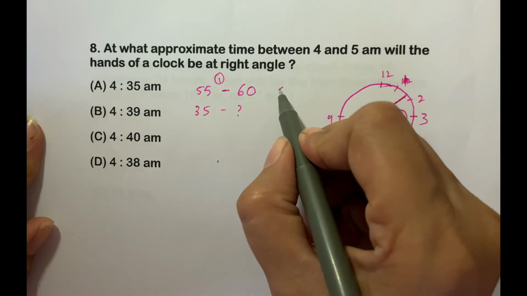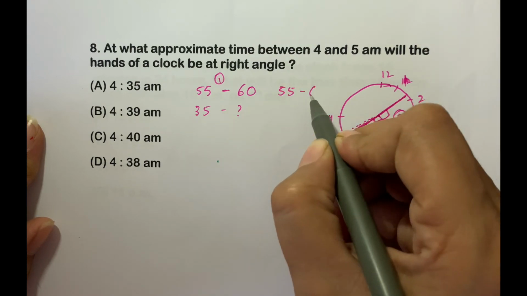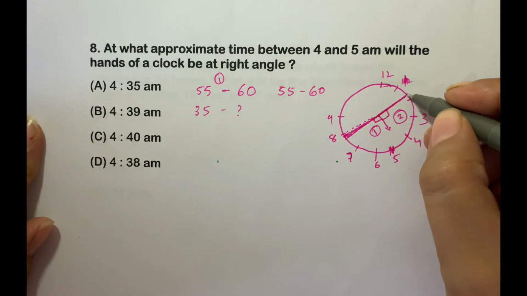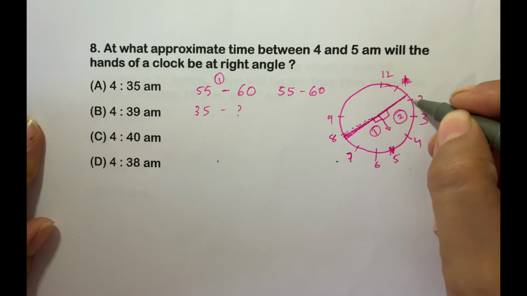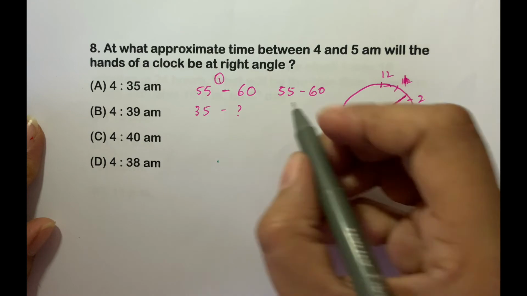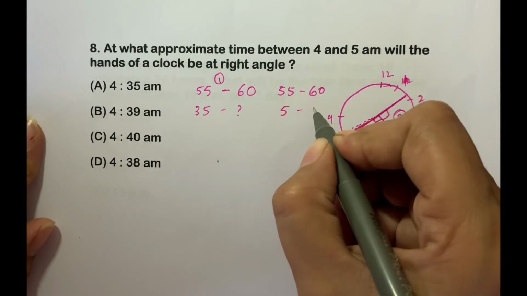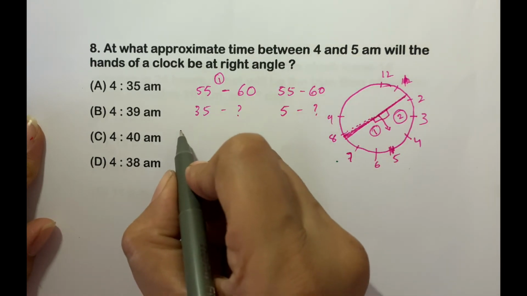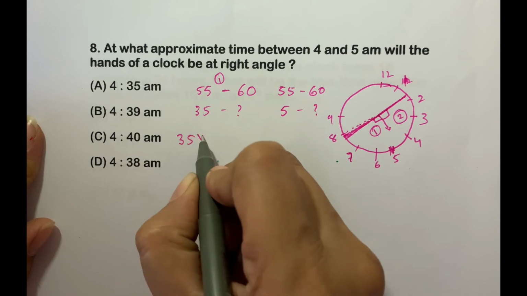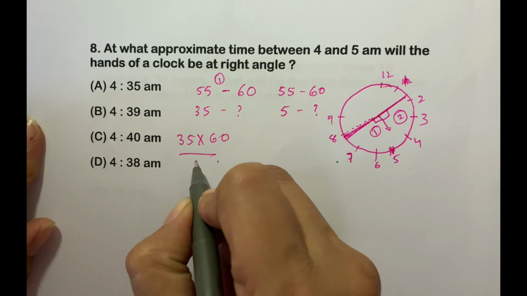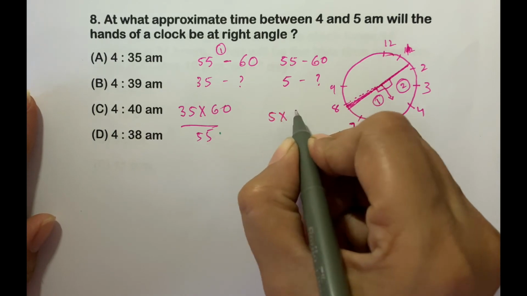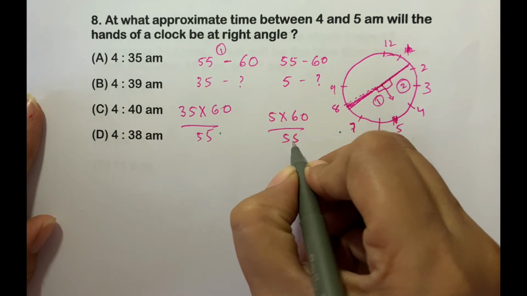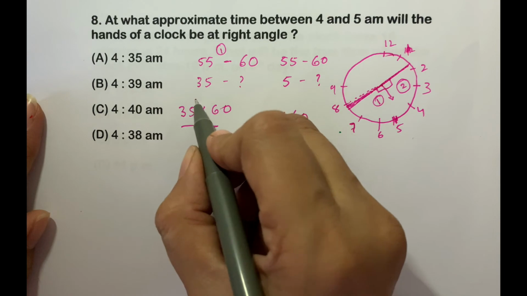The second possibility is again 55 spaces are gained in 60 minutes. Here the second possibility is it has only traveled up to 1. It has not crossed 2. So this is only 5 minutes. So 5 spaces are gained in how many minutes? So we'll solve it by cross multiplication. 35 into 60 upon 55 is the first possibility. Here 5 into 60 upon 55 is the second possibility.